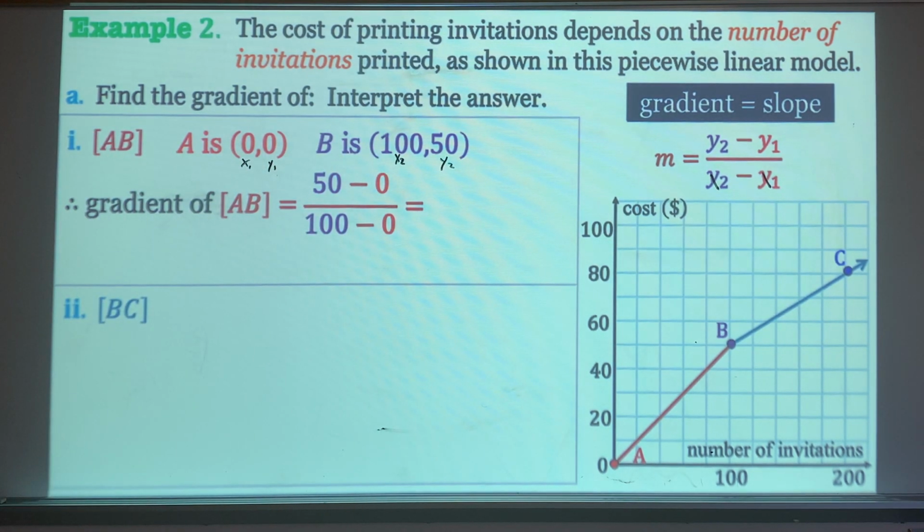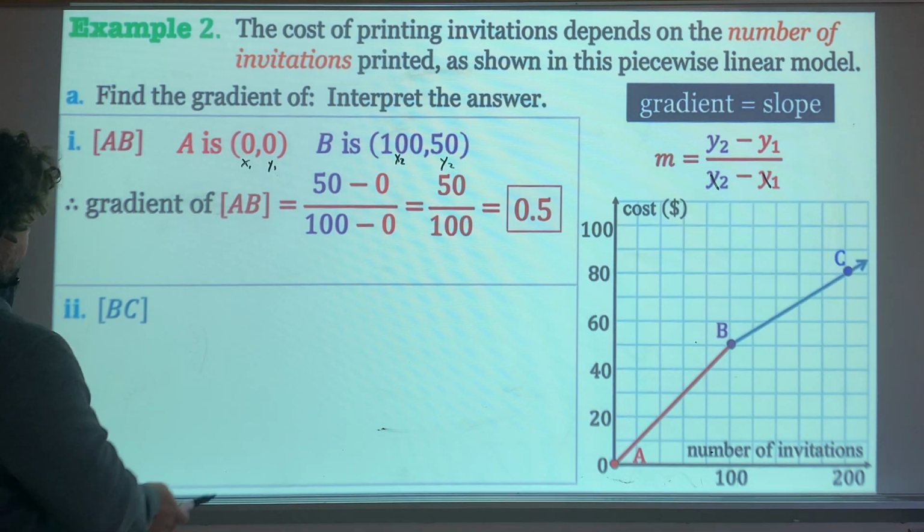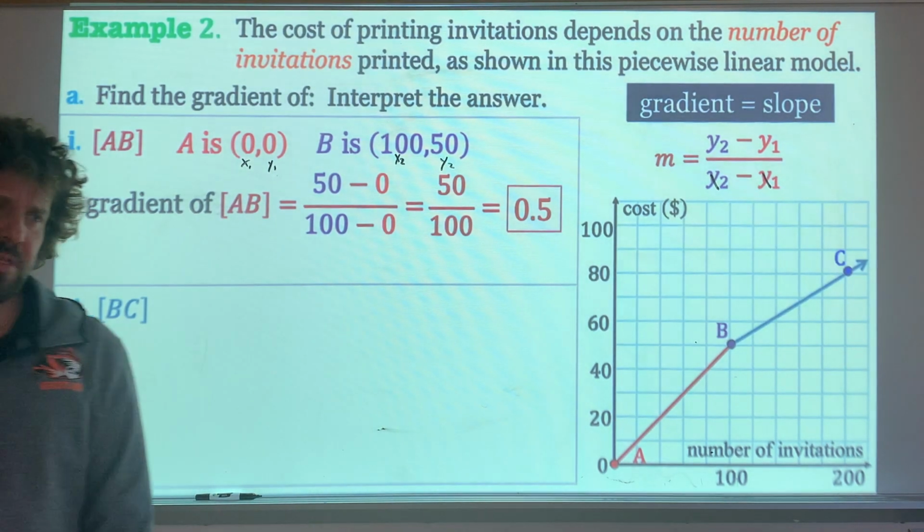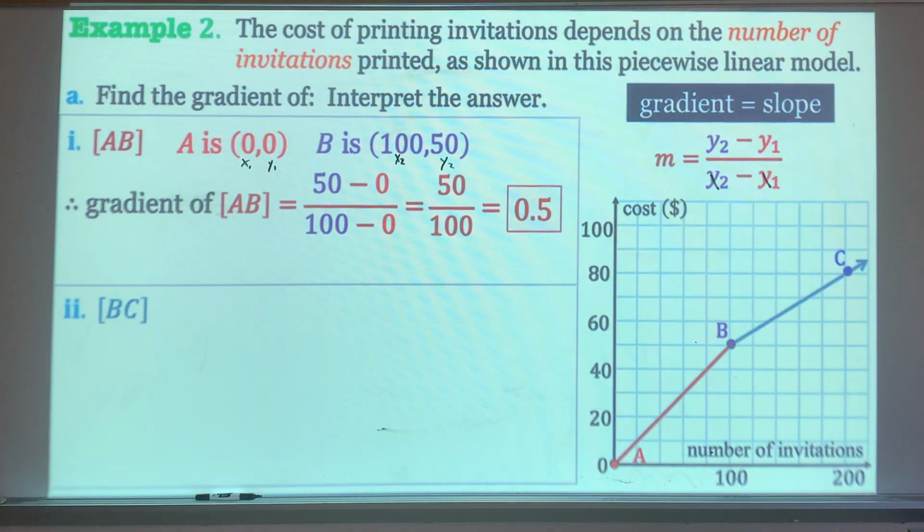All right, so the way you're going to do this is now 50 divided by 100, and then you're going to reduce that. When you reduce that, what you get is 1/2, or 0.5. All right, the book likes to do everything in decimals, so we'll just leave it in decimals because that's what they like. That is the gradient. So now do the gradient of the next one.